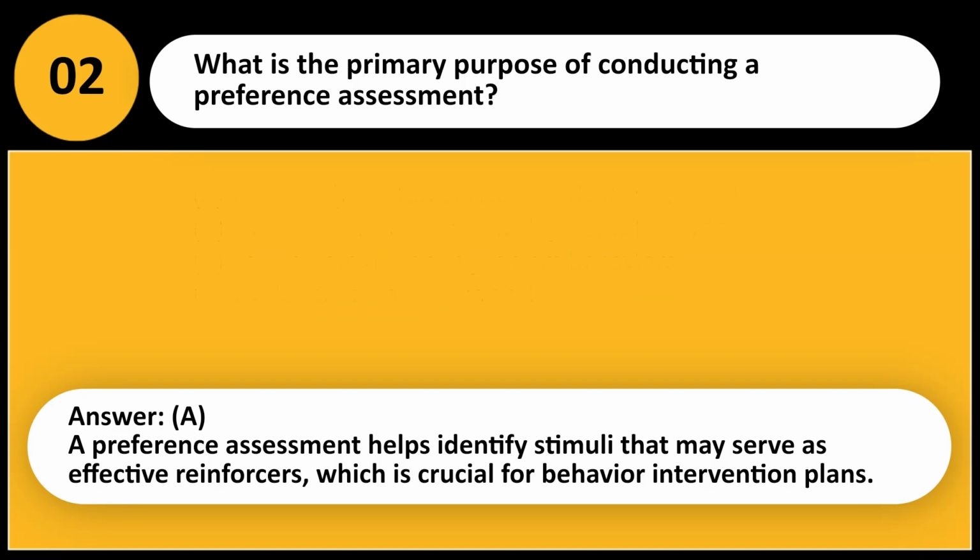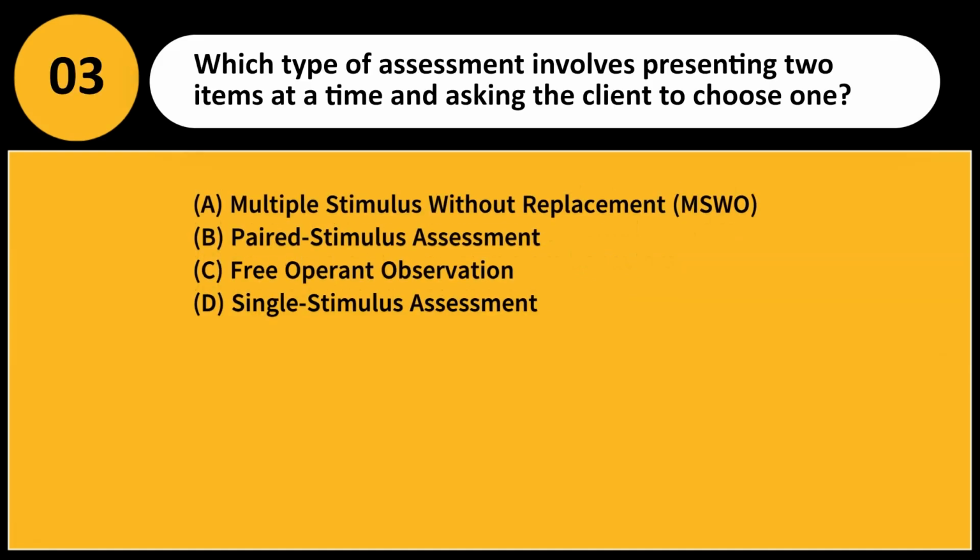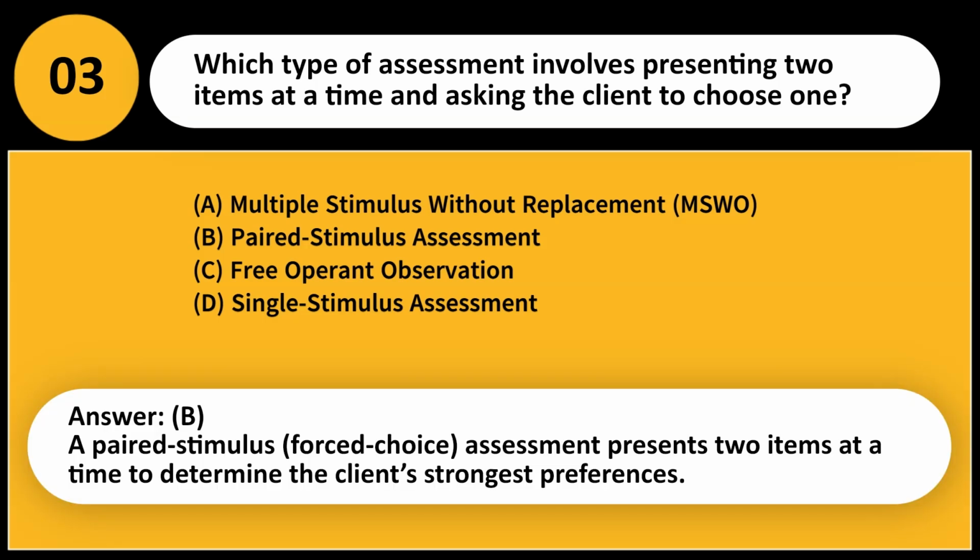plans. Which type of assessment involves presenting 2 items at a time and asking the client to choose one? A. Multiple stimulus without replacement, MSWO. B. Paired stimulus assessment. C. Free operant observation. D. Single stimulus assessment. Answer B. A paired stimulus, forced choice, assessment presents 2 items at a time to determine the client's strongest preferences.